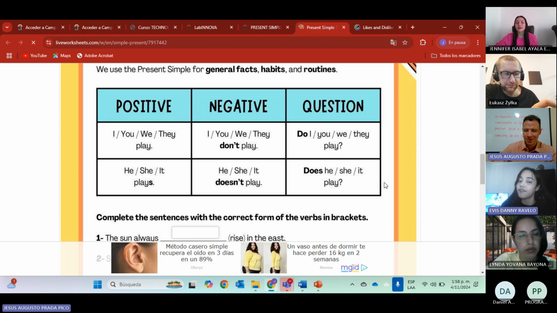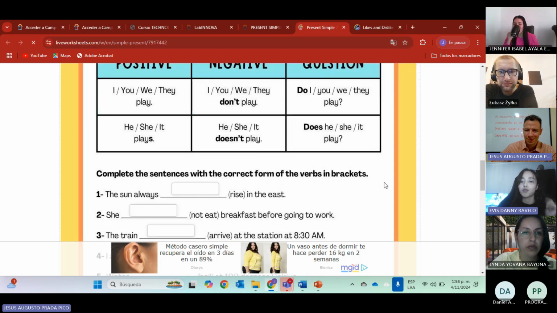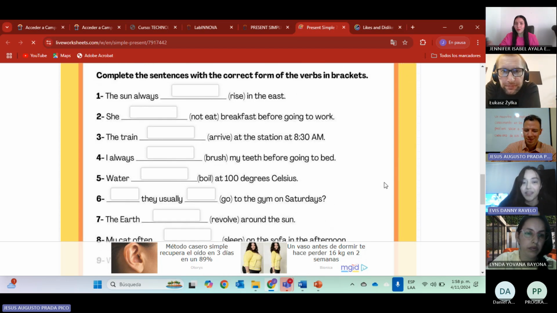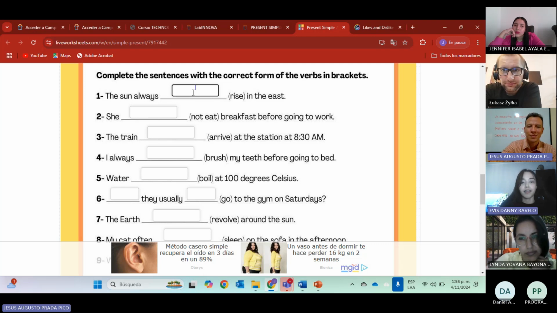We are going to have just five sentences where we are going to apply the things that we learned. The exercise is about completing the sentences with the correct form of the verbs in the brackets. The first sentence says, the sun always. What do you think goes there? How does the verb go there? Does anybody want to participate? Sure. Yes, perfect.